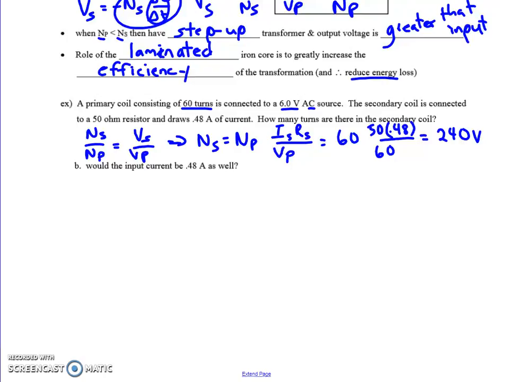Will the input current also be 0.48 amps? We might expect the same current on both sides, and the answer is no. Not only does it depend on the resistance on both sides, but it also depends on a more important, more fundamental aspect, and that's power output. So let's turn our attention to that.